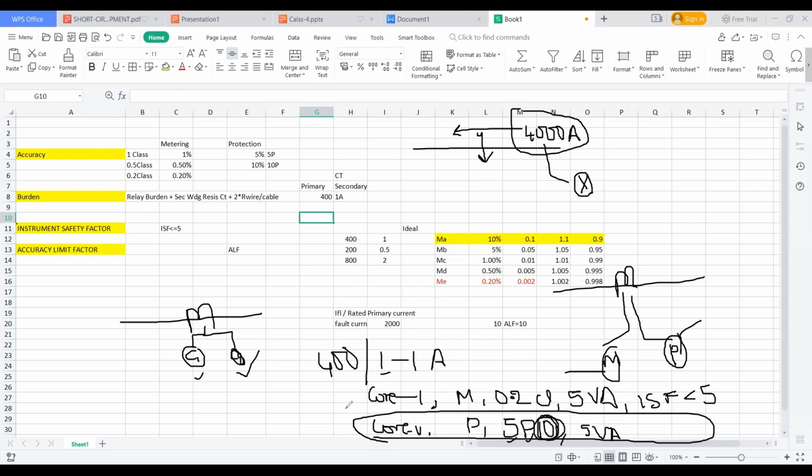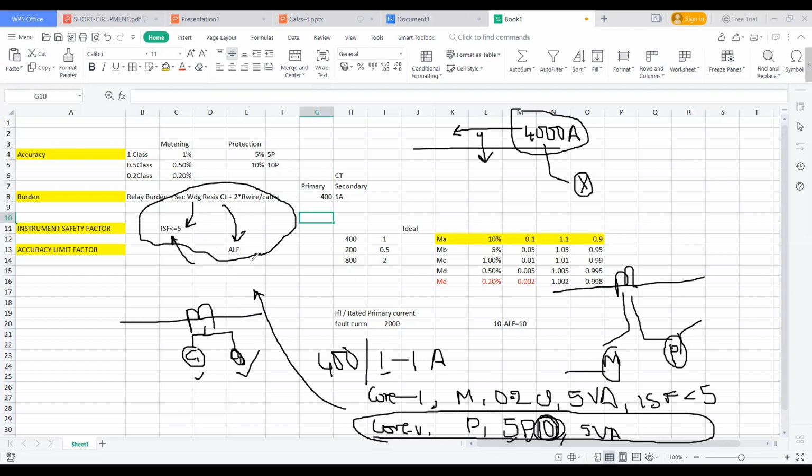Now, with respect to this, the next step, as I said, is to calculate the burden effect on the ISF and the burden effect on the ALF. This is the condition you have to check again, which will give a conclusion for your CT sizing for overcurrent protections, all these things.